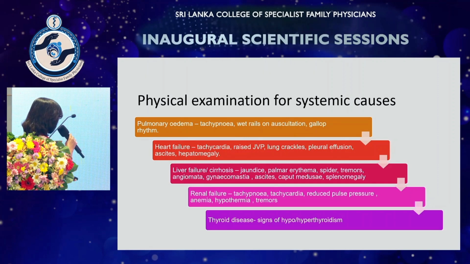And for renal failure, again tachypnea, tachycardia, reduced pulse pressure, anemia, hypothermia and tremors. As well as for thyroid disease, the signs of hypo- or hyperthyroidism.